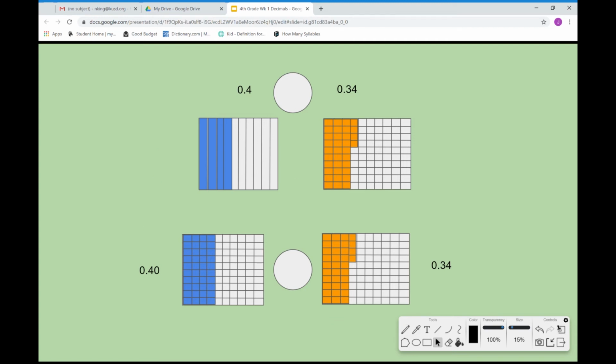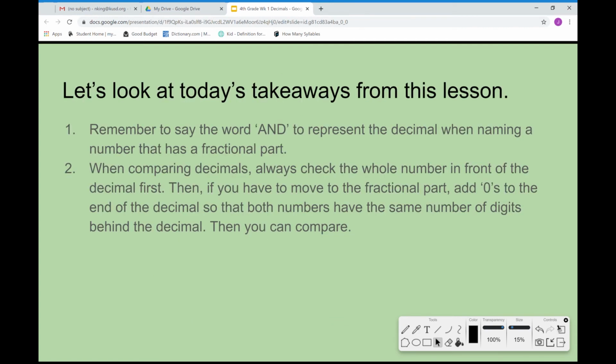So let's look at our takeaways from today's lesson. 1. Remember to say the word "and" to represent the decimal when naming a number that has a fractional part. 2. When comparing decimals, always check the whole number in front of the decimal first. Then if you have to move to the fractional part, add zeros to the end of the decimal so that both numbers have the same number of digits behind the decimal. Then you can compare.